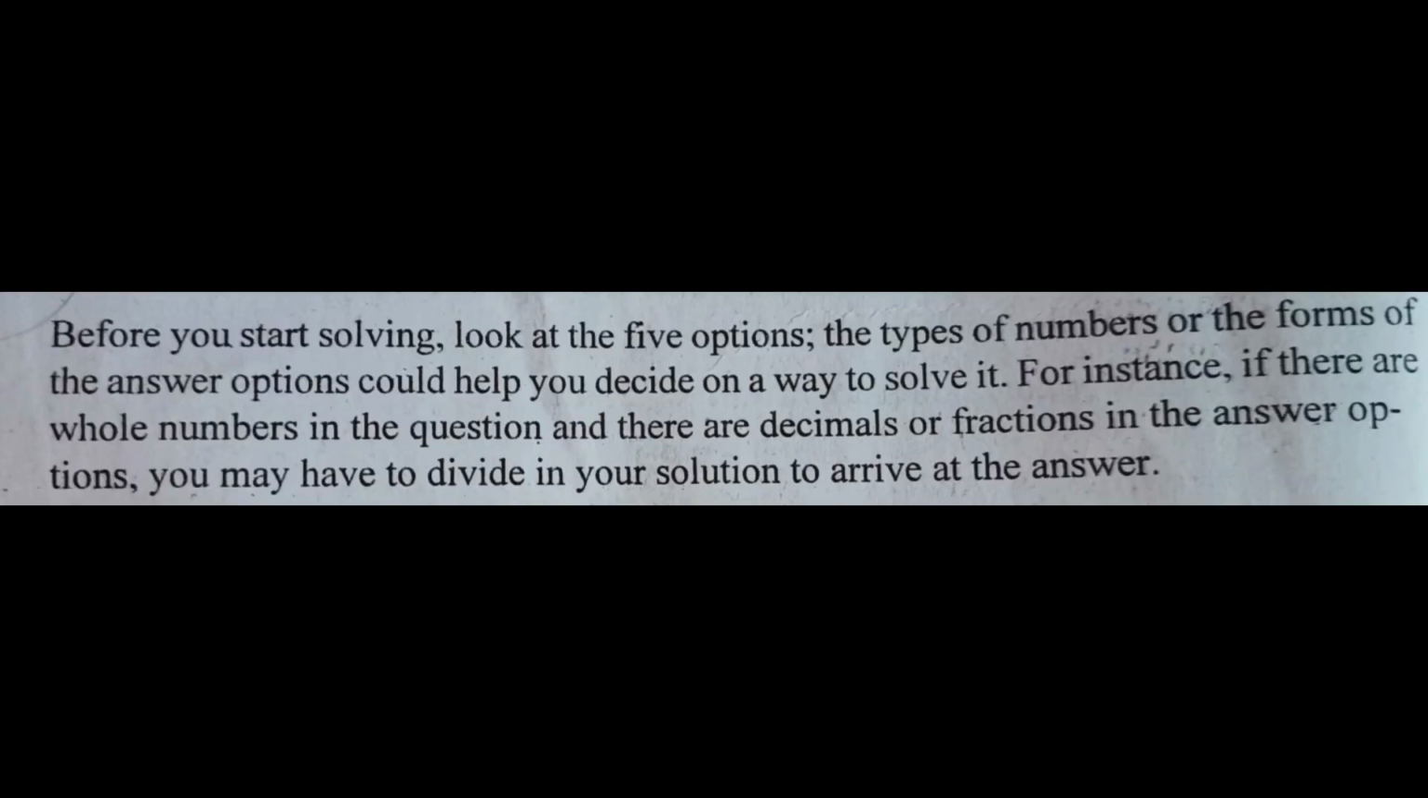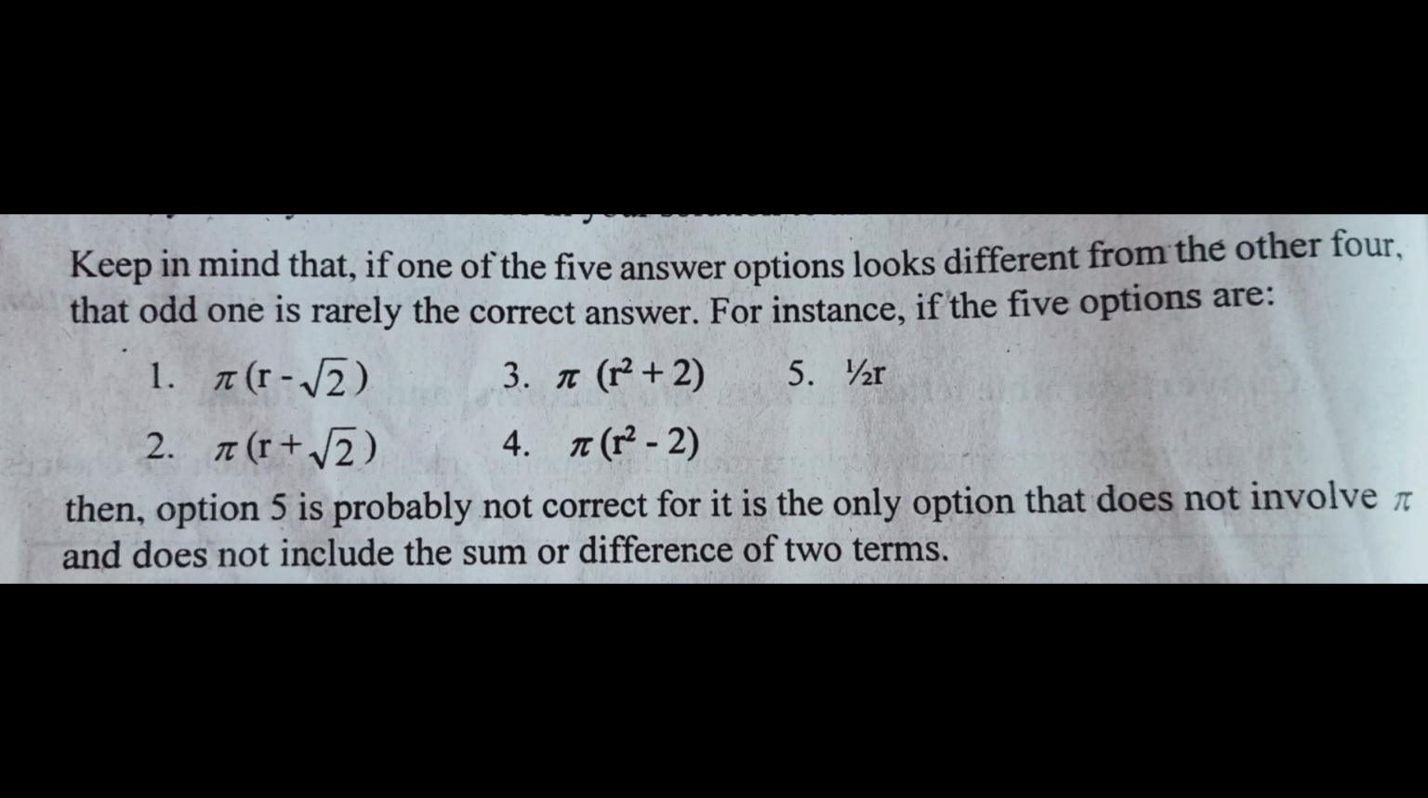Before you start solving, look at the 5 options. The types of numbers or the forms of the answer options could help you decide on a way to solve it. For instance, if there are whole numbers in the question and there are decimals or fractions in the answer options, you may have to divide in your solution to arrive at the answer. Keep in mind that if one of the 5 answer options looks different from the other 4, that odd one is rarely the correct answer.